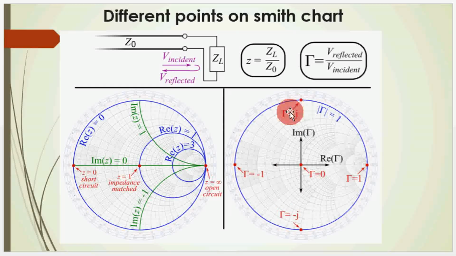This means at the load end, between the reflected wave and the incident wave, there is a 90 degree phase shift, plus or minus, that is plus 90 degrees or -90 degrees, the phase difference between the incident and the reflected wave. So these are the different points in the Smith chart, that is, the impedance Smith chart.